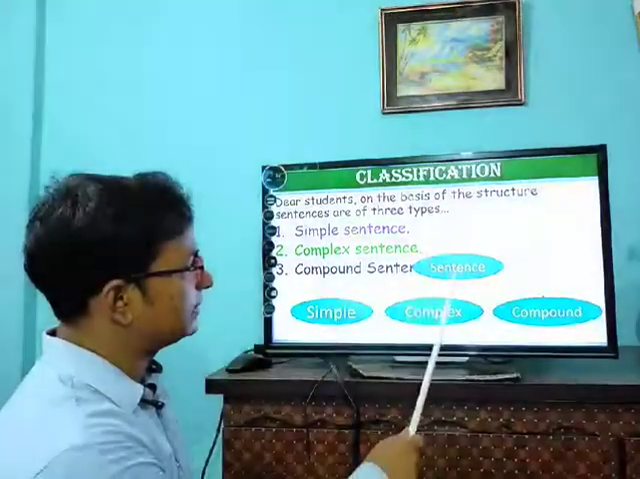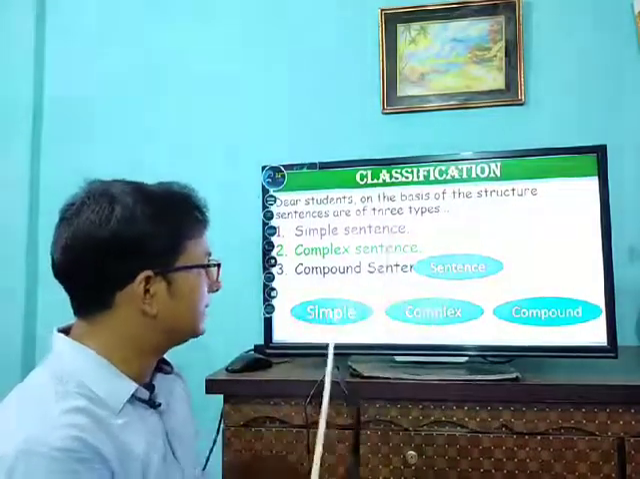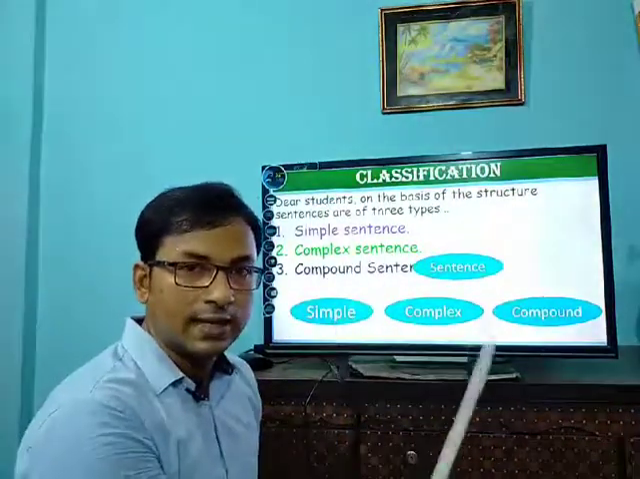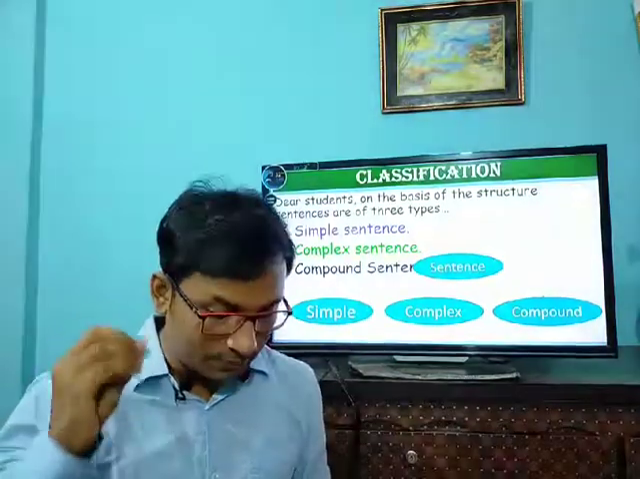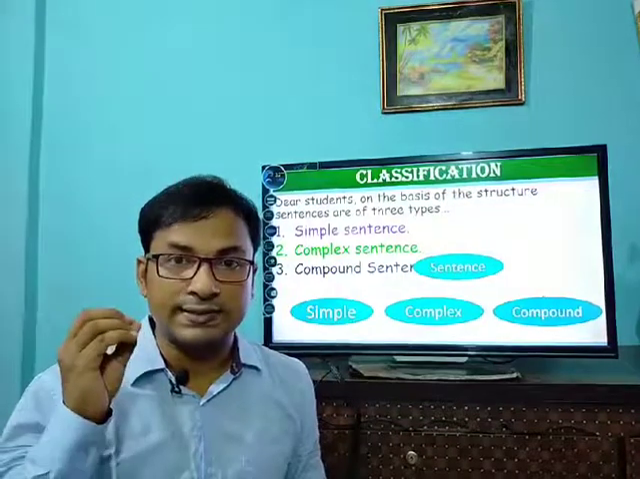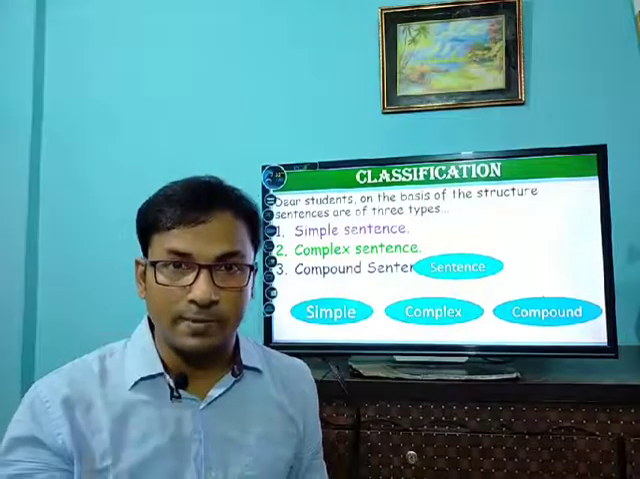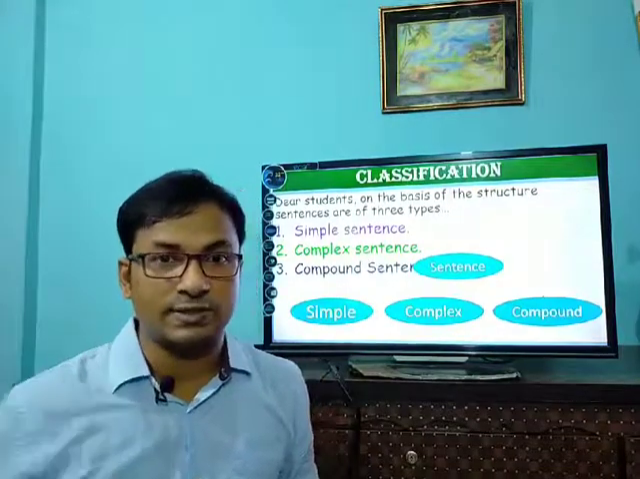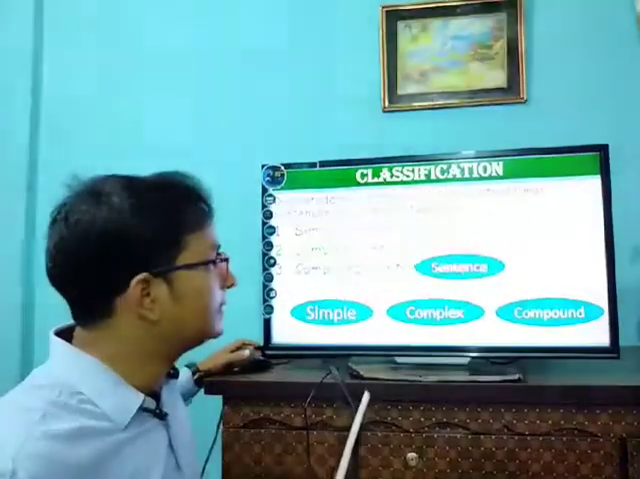You can see in the diagram, sentences are of three types on the basis of the structure, that is simple, complex, and compound. So on the basis of the structure, the sentences are of three types: simple sentence, complex sentence, and compound sentence. Is it clear to you? Yes, I think it is clear.